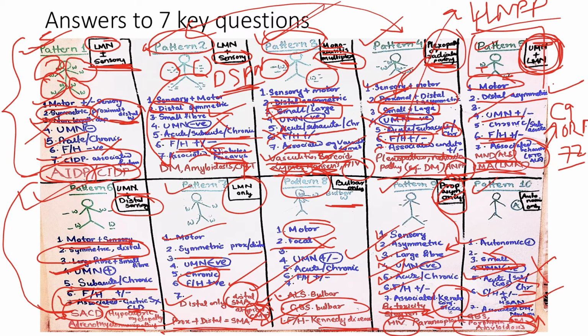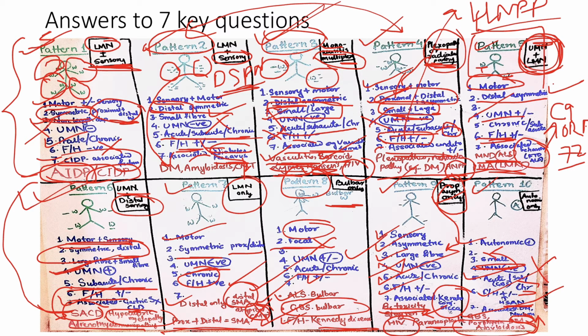So basically, after this discussion of the patterns, you can divide all the patients, recognize the pattern and try to put them in each of these patterns. And once you put them in each of these patterns, you will be able to think of what next tests to order in these patients, because each of these patterns has very distinct causes.